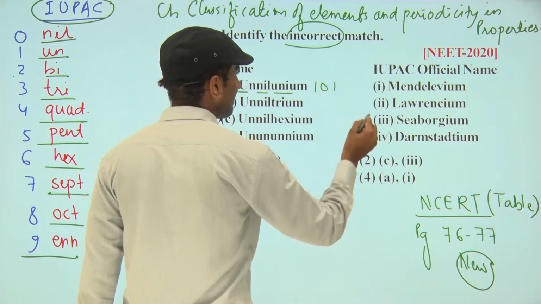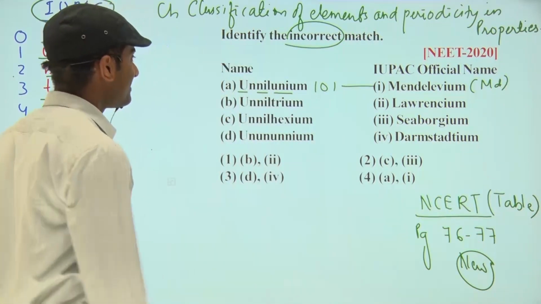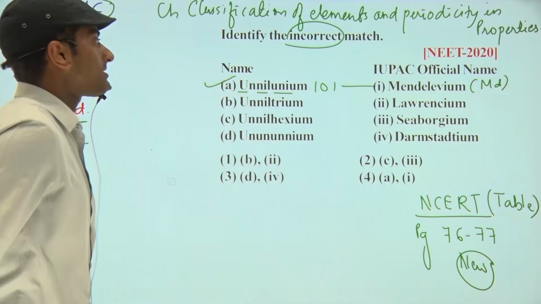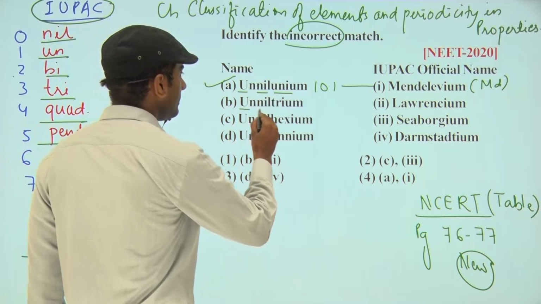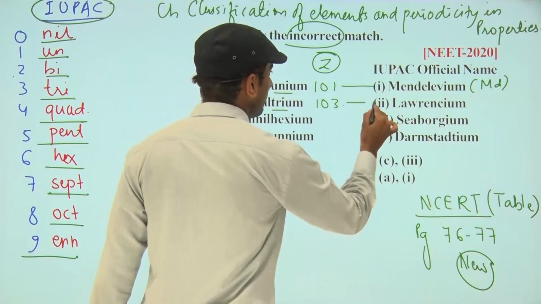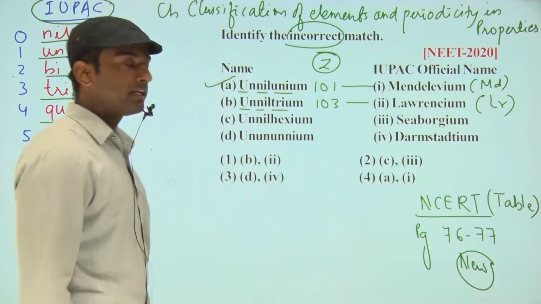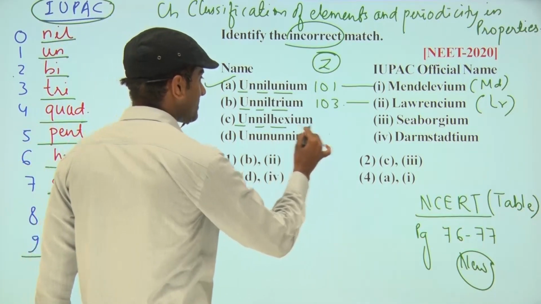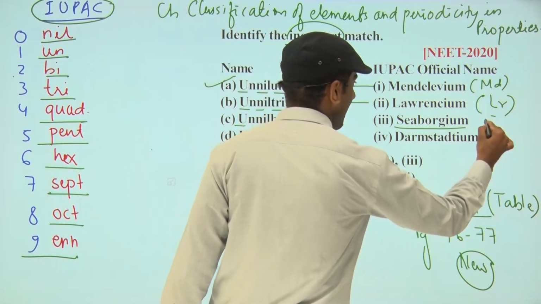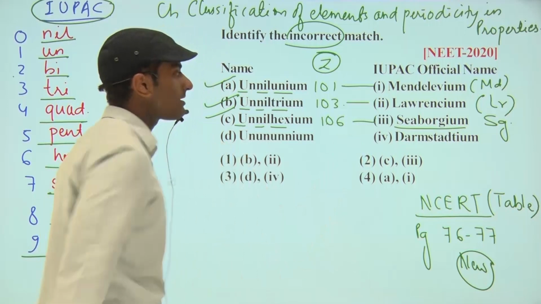unnilunium, 101. This is Mendelevium and the symbol is Md. This is going to be correct. Whenever we study the actinoids, Mendelevium is coming in that. Next, unniltrium, it means 103 is the atomic number. This is the last actinoid, Lawrencium, and the symbol is Lr. Next one, unnilhexium, 106 is the atomic number, and the element is Seaborgium, Sg is the symbol. Yes, of course, this is belonging to this category. Atomic number is 106. Perfect here.